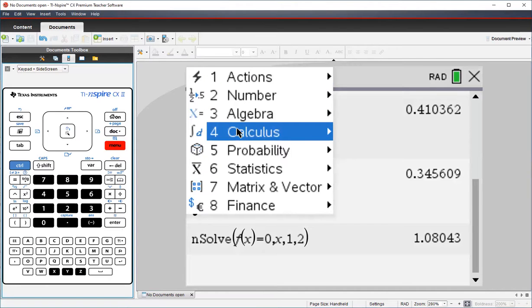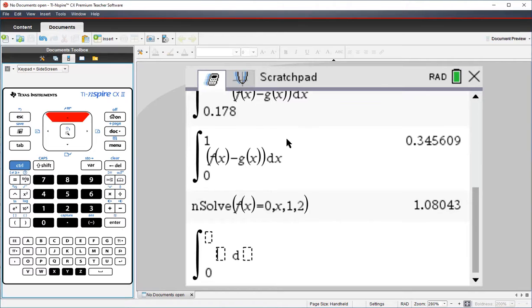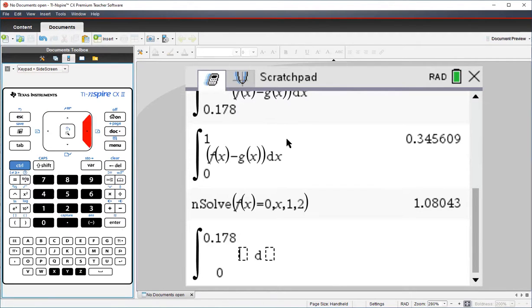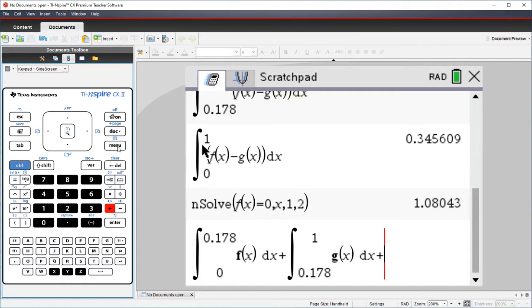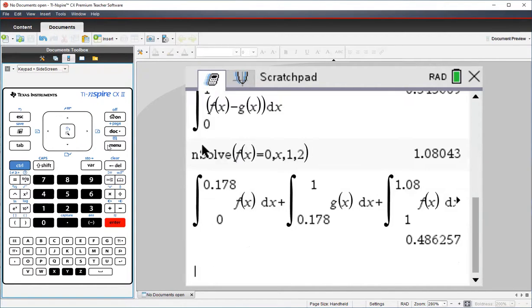So I'm going to put in calculus, a numerical integral. I want the definite integral from 0 to 0.178 of f of x dx. And I want to add the definite integral from 0.178 to 1 of g of x dx. And now I want to add menu 4, 2, the definite integral from 1 to 1.08, once again, f of x dx. So it'll do all of that math for me, and the grand total of that area down there is 0.486257.